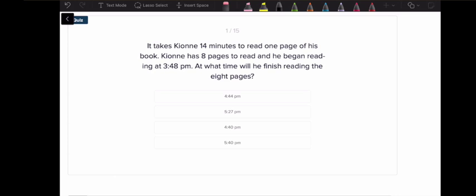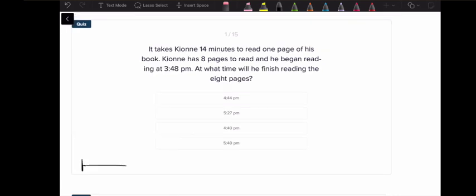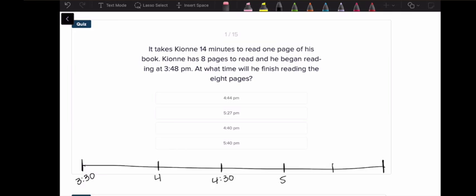When I'm working with time word problems, I find it most helpful to draw myself a timeline. So I'm going to go ahead and draw myself a timeline here. And this timeline may need to be longer or shorter. It depends on the problem, but for now, let's go ahead and start here. So I like to work in 30-minute intervals. So I'm going to mark this as 3:30. Since he started at 3:48, I'll start a little bit behind. 3:30. Let's make this 4, 4:30, 5, 5:30, and finally, this would be 6 p.m.